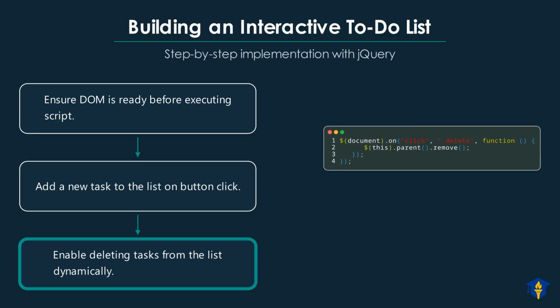Finally, we need to enable the dynamic deletion of tasks directly from our to-do list. This jQuery code handles clicks on dynamically added delete buttons, removing the parent list item.